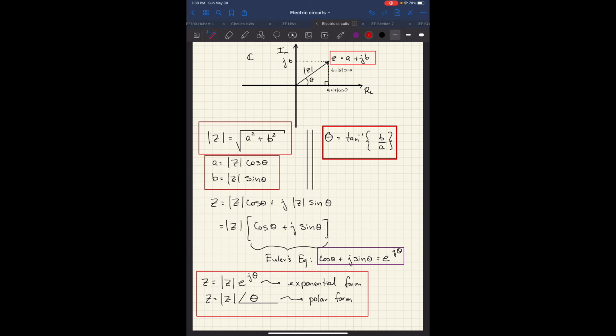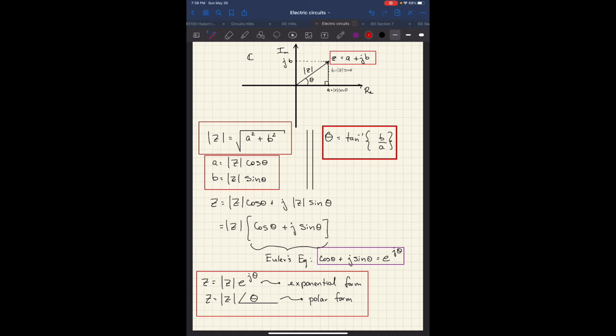So this is great. We get a basic understanding of complex numbers. But how do we work with, let's say, two complex numbers? Let's say we want to add complex numbers. Let's say we want to subtract. Let's say we want to multiply, divide, and so on and so forth, right? How do we do that?